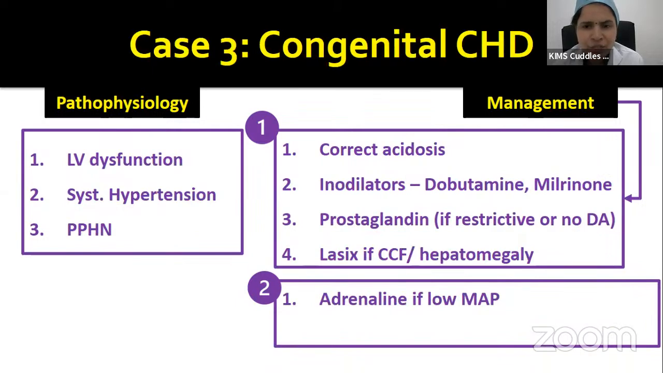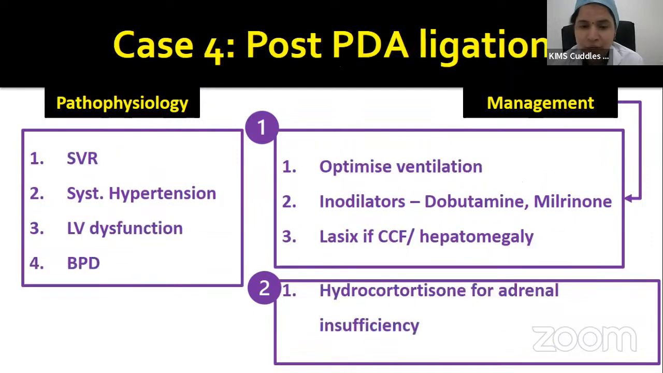And in a case of congenital critical heart disease, where there is LV dysfunction, systemic hypertension with associated PPHN, one needs to correct acidosis aggressively, use inodilators to support the myocardial function, prostaglandin if there is a restrictive ductus. Lasix can also help if there is hepatomegaly and evidence of congestive cardiac failure, and adrenaline for low blood pressures.